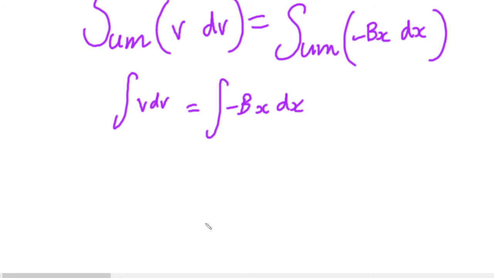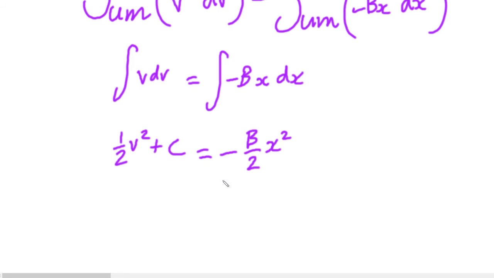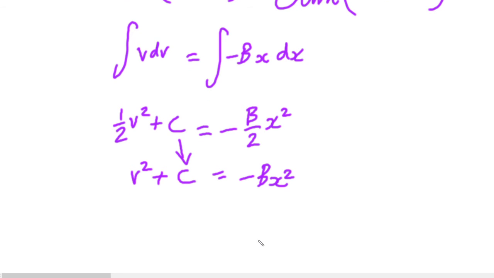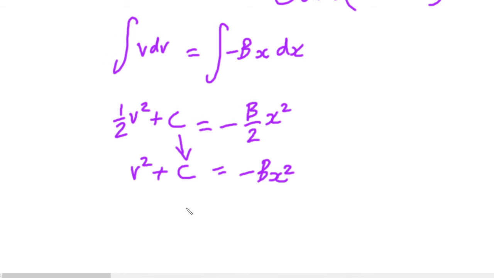So integrating one side, we have the integral of v dv is 1 over 2 v squared plus c, and the integral of minus bx dx is minus b over 2 x squared. And we're just going to multiply everything by 2 for convenience, so v squared plus c, this is an arbitrary constant and it doesn't really matter that much to us. v squared plus c is equal to minus bx squared, or v is equal to root c minus bx squared.